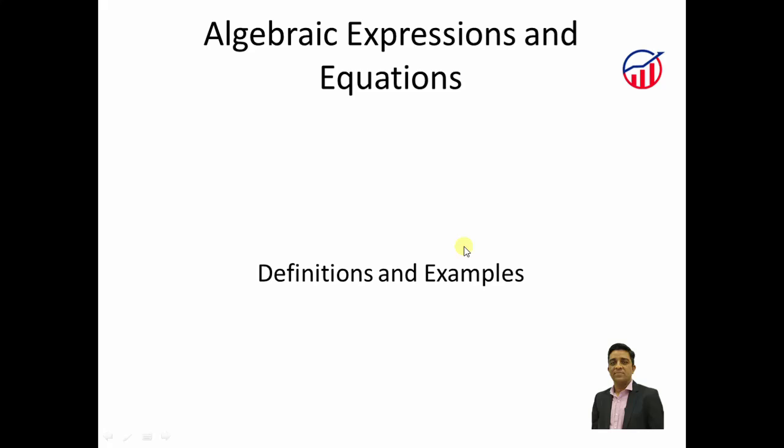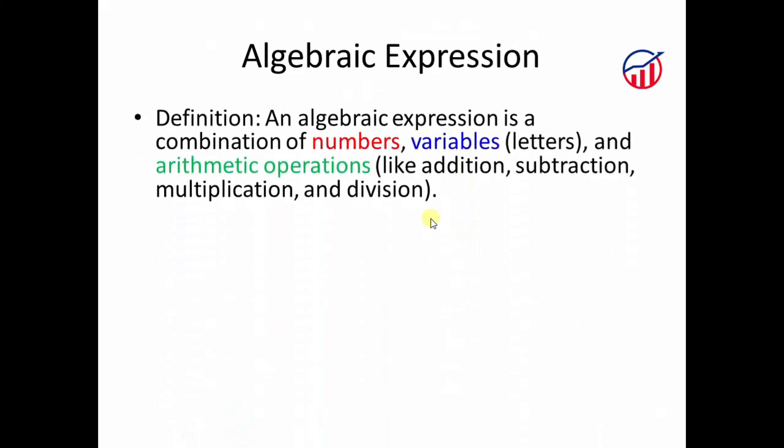So let's move ahead and get to know all about algebraic expressions and equations. So what is an algebraic expression? The definition is: an algebraic expression is a combination of numbers, variables, that is letters, and arithmetic operations like addition, subtraction, multiplication and division. So here is an example of the same.